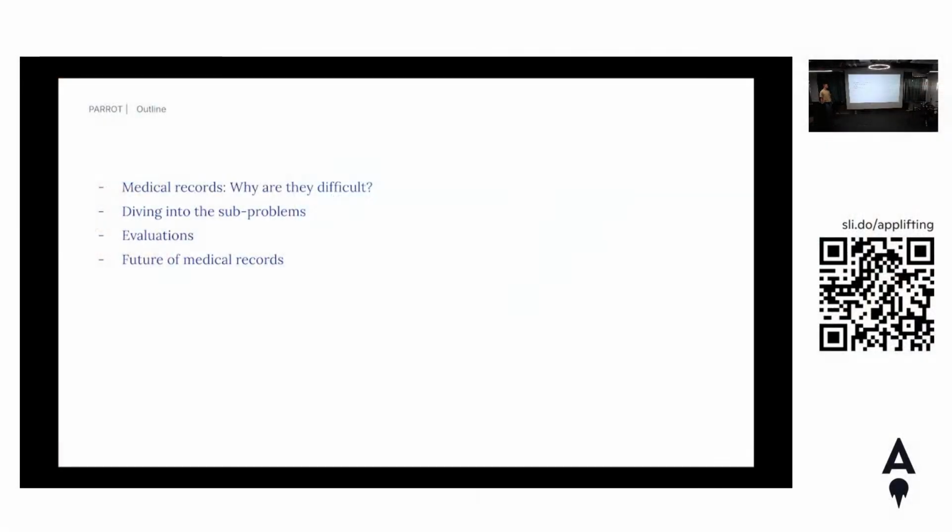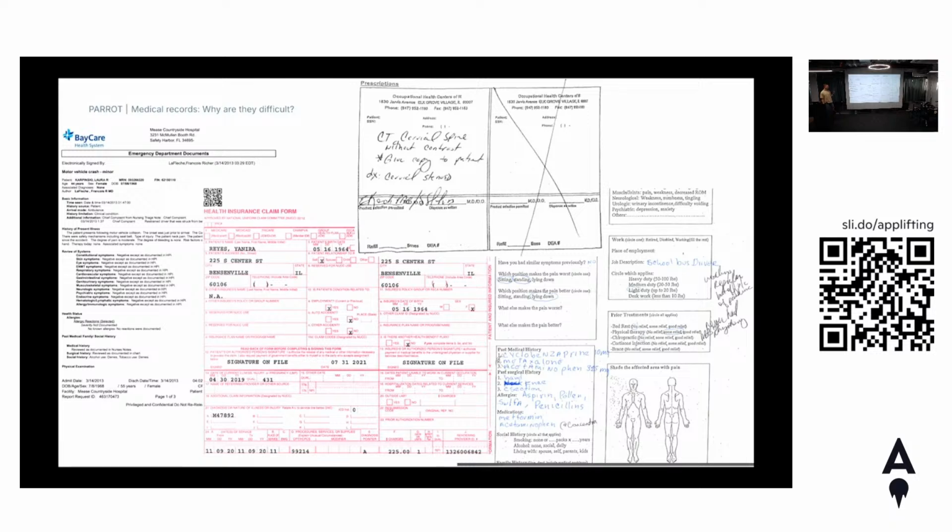I have quite a short outline. Maybe I will connect to Tom by explaining why medical records are a quite challenging problem from a machine learning perspective, and then I will talk about these sub-problems, as we call them. These are the steps that we run on the backend to get from the input to the output in the UI. I will also touch a bit on evaluations and briefly mention the future of this product as we see it.